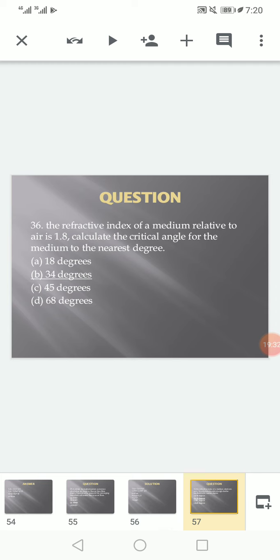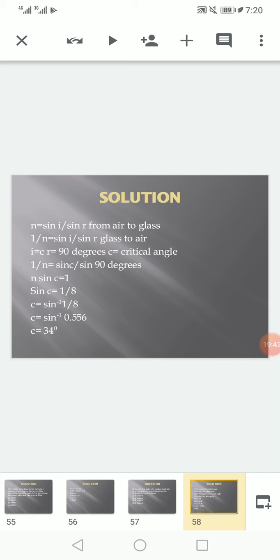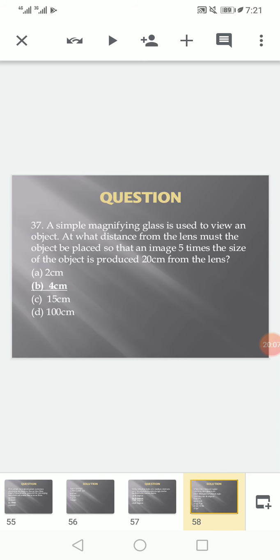Question 36 said the refractive index of a medium relative to air is 1.8. Calculate the critical angle for the medium to the nearest degree. As I said earlier, our refractive index is the ratio of the sine of the angle of incidence to the sine of the angle of refraction from air to glass. And we just use sin C equals 1 over n, which is 1 over 1.8. The sine inverse of 1 over 1.8 will give us 34 degrees. Also, I will ensure this is well explained again in our Zoom class.